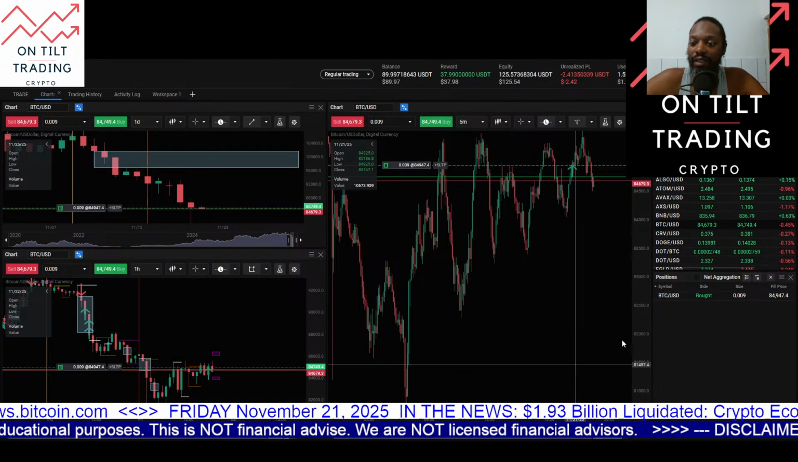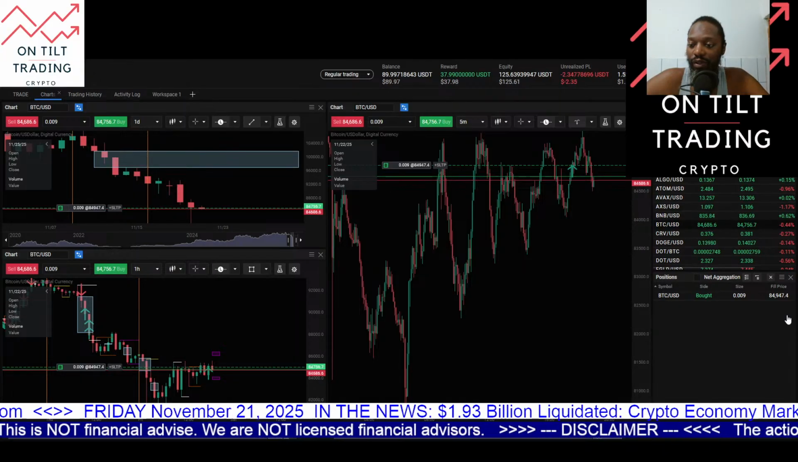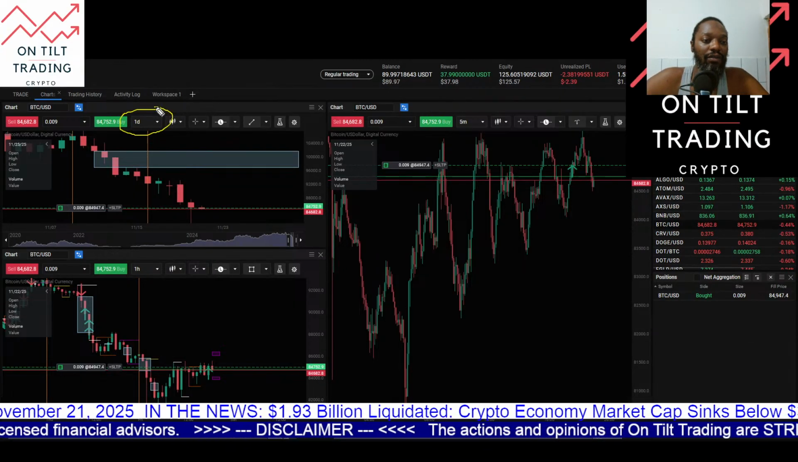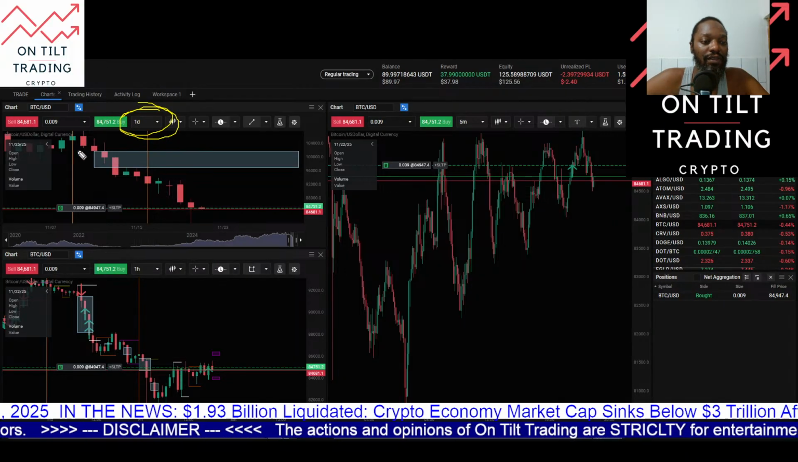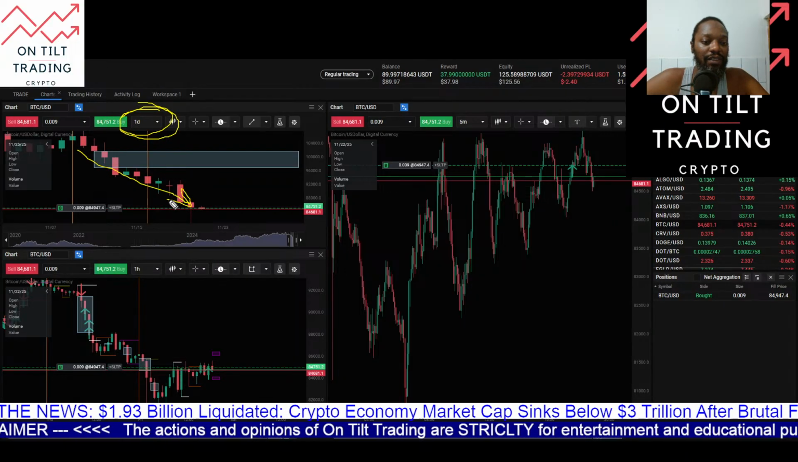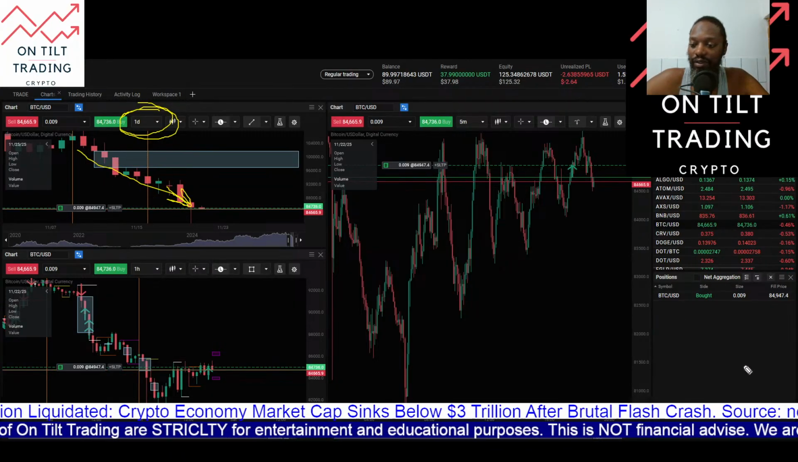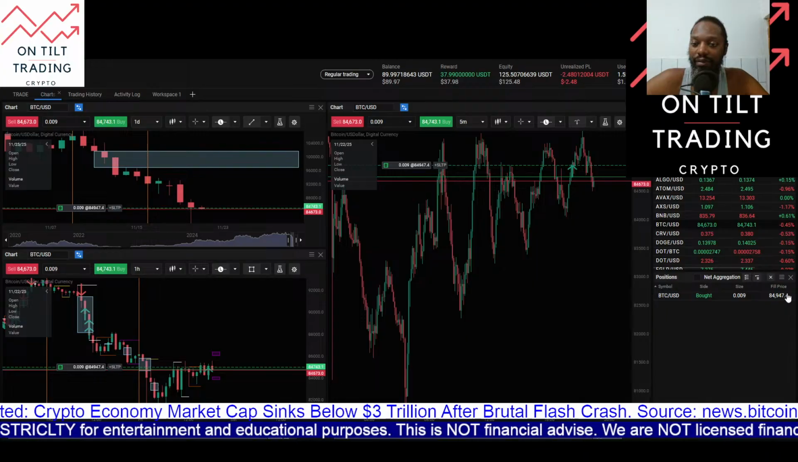I am currently long in Bitcoin. I'll walk you through what I have trading, starting top down. Here on the daily chart, we can see Bitcoin has been delivering to the sell side here. So Bitcoin is in a downtrend. That's all we need from the daily right now.